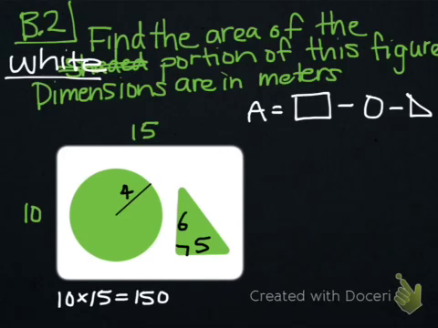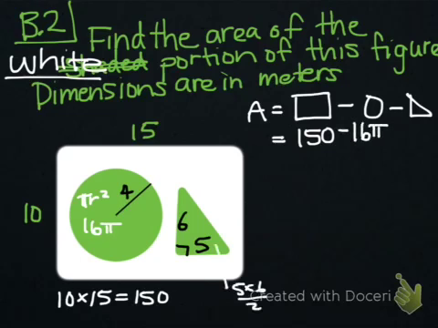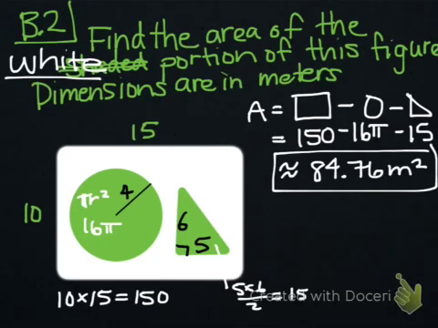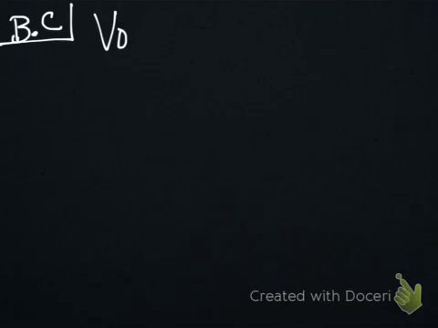So the area of the whole rectangle is 10 by 15, which is 150. Then we can find the area of the circle, which is pi r squared, so it's going to be 16 pi. So we'll subtract 16 pi. And then the area of the triangle is 5 times 6 divided by 2, or 15. So when we multiply 16 times pi and subtract that from 150, and subtract 15 from 150, we end up with 84.76 square meters.